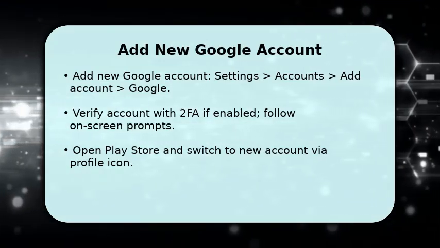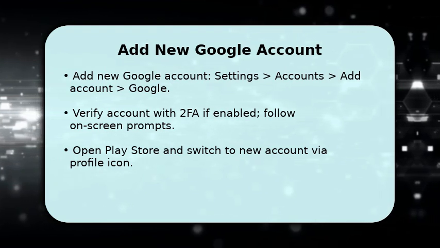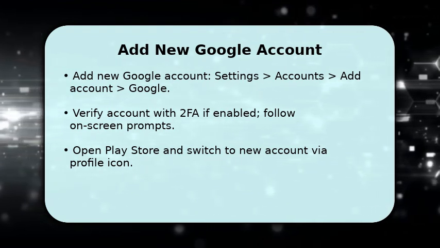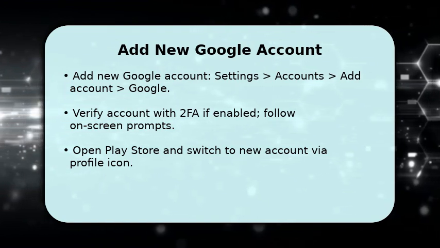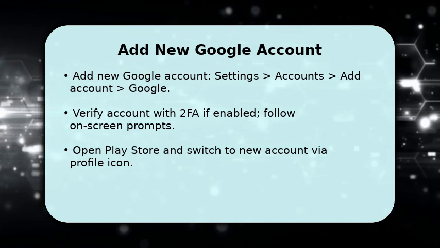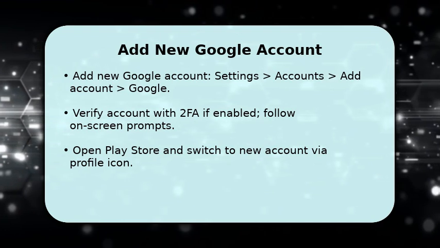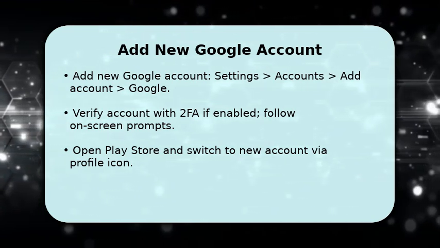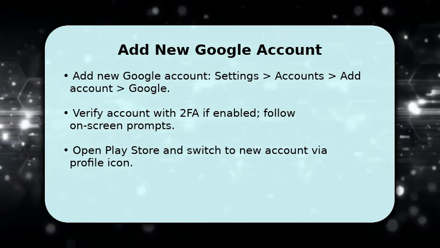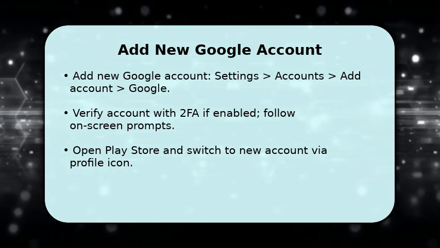You go to Settings, Accounts, Add Account, choose Google, and complete sign-in including any two-step verification so Play Store recognizes it. Once added, open Play Store, tap your profile icon, and switch to the new account. This is how Bgmi will pick up the Play Games link. If Play Store still shows the old account, clear Play Store cache and restart the device. Then reopen Play Store with the new profile selected.